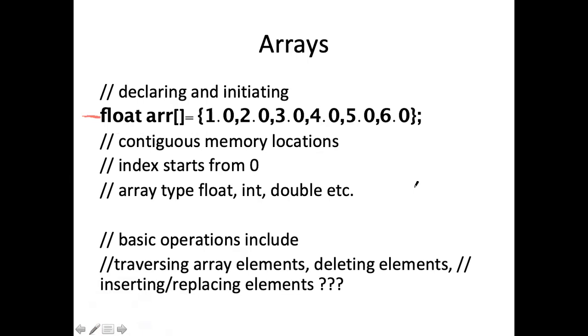And then there are a few things that you need to remember. Obviously, the memory allocation that is done as a result of an array is contiguous in nature. The index starts from 0. Array could be of different types. And there are multiple operations that you can perform on an array.